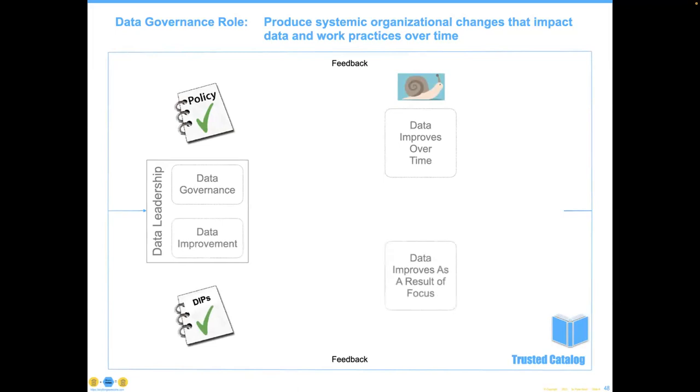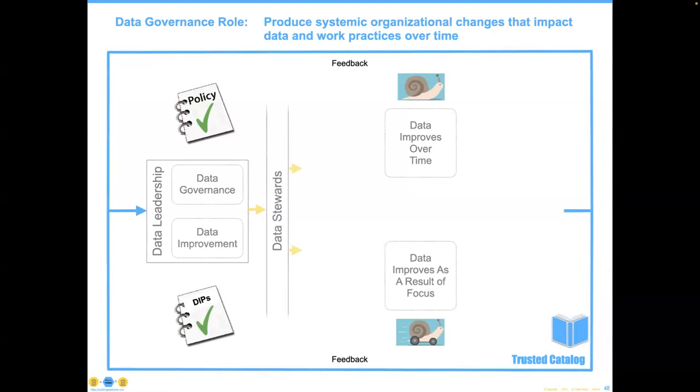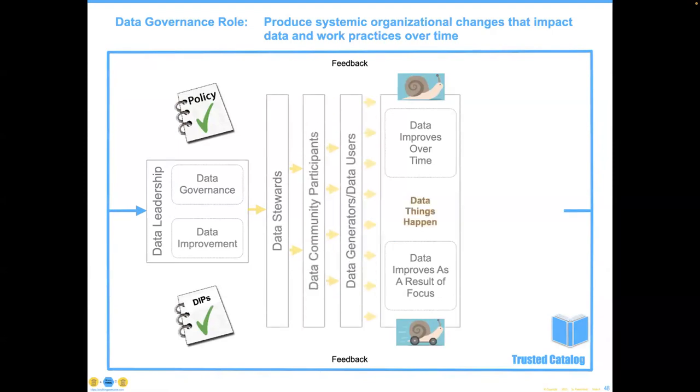And they start things, at least the US Army calls them data improvement projects, which they analogize by putting wheels on the sleigh, the snail sleigh. Data improves as a result of very specific focus in these. So it's sort of a proactive thing we were talking about before. And as you're getting your infrastructure in place with the stewards, the community participants, et cetera, we can start to achieve some tangible results.